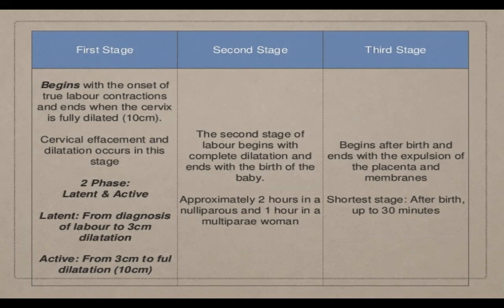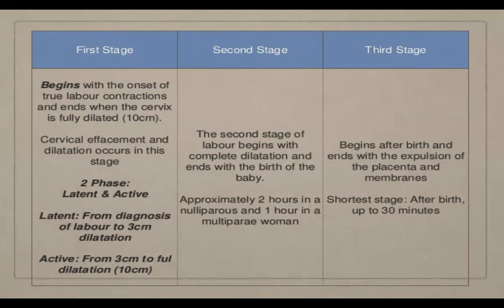The first stage begins with the onset of true labor contractions and ends when the cervix is fully dilated, that is, up to 10 centimeters. Or it can be called four stages also. Cervical effacement and dilatation occur in this stage. The first stage has two phases, latent and active. What is latent and what is active?